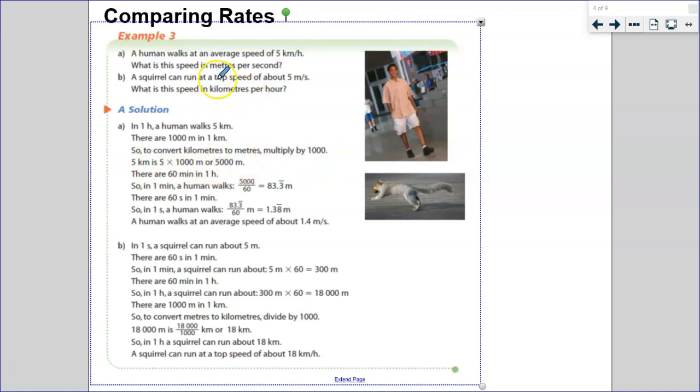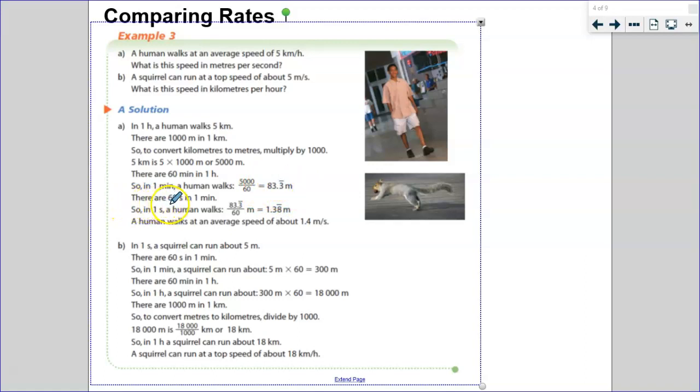So this is what they're asking us, right? Meters per second. Now we have to change the time to seconds. They gave it to us in hours. All right, we know 60 minutes in 1 hour. So in 1 minute, a human walks 5,000 meters, because that's where we're at, and we want to divide that by 60. We get 83.3 repeated. Remember that line up there means repeated.